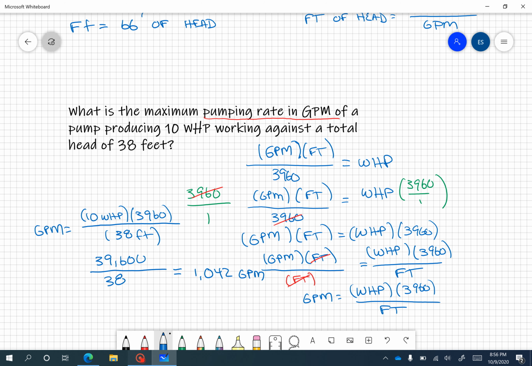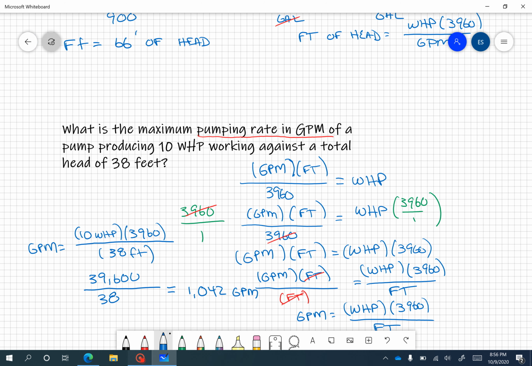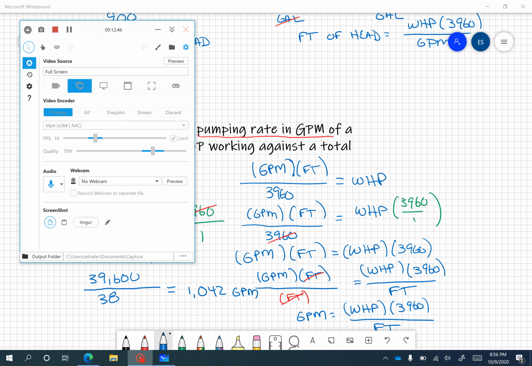So same equation for all four problems. Just the last couple problems, we have to rewrite the equation so that we can get the number that we're trying to calculate on one side of the equation.